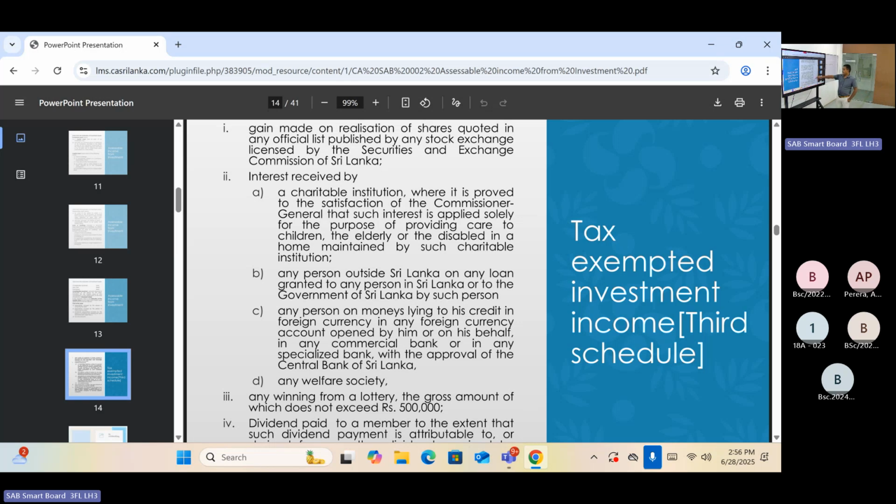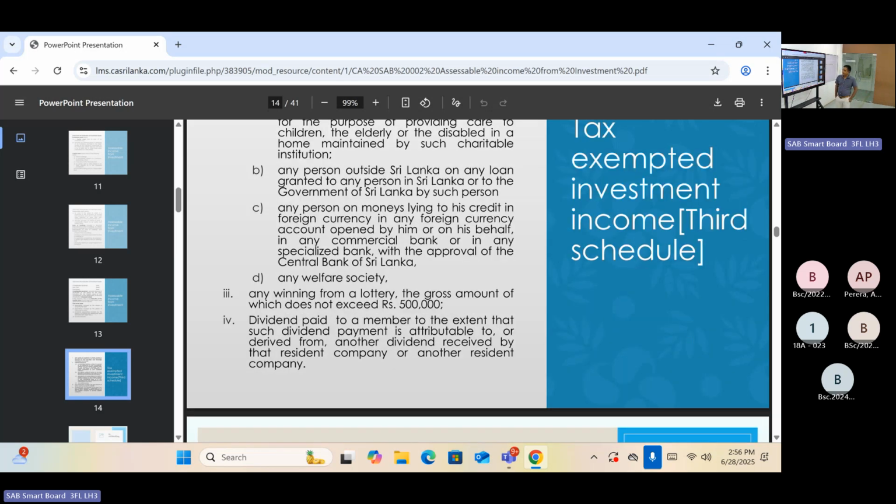Next one is dividend paid to a member, to the extent that such dividend payment is attributable to or derived from another dividend received by that resident company or another resident company. That is special for dividend. Say dividend paid to a member, to the extent that such dividend payment is attributable to or derived from another dividend received by that resident company or another resident company. What does it mean? What is the meaning of that?